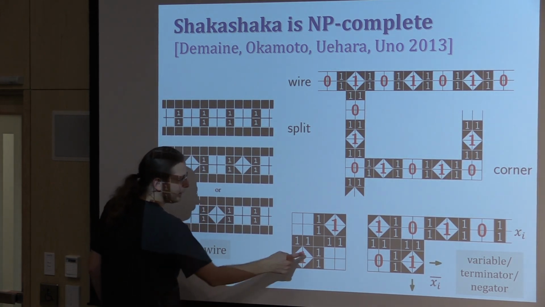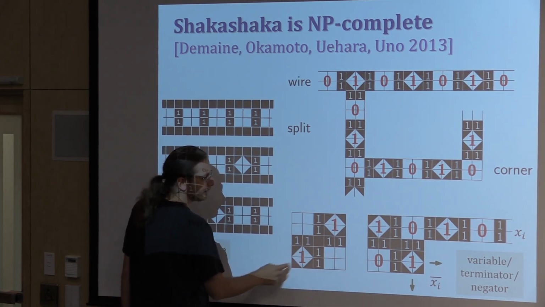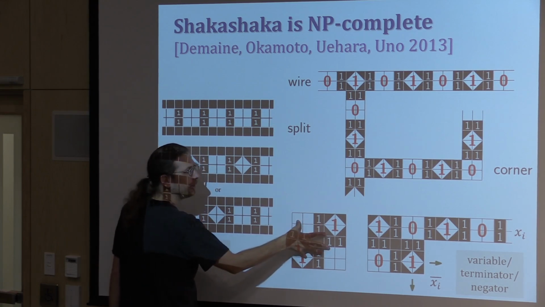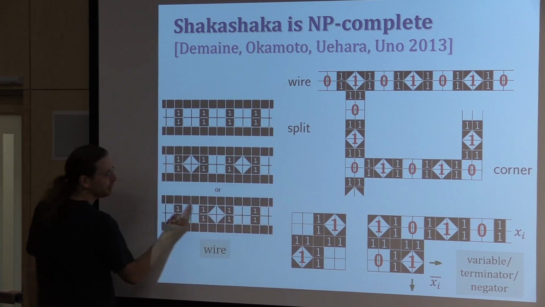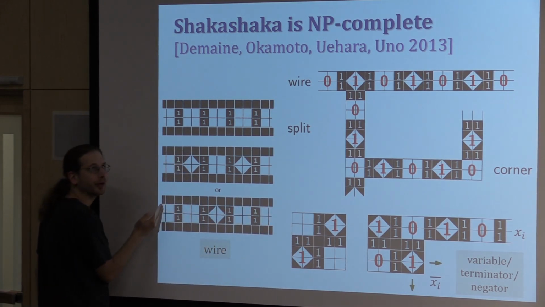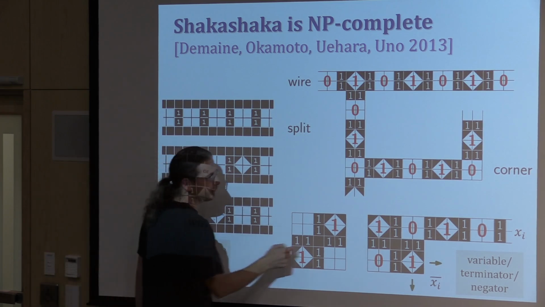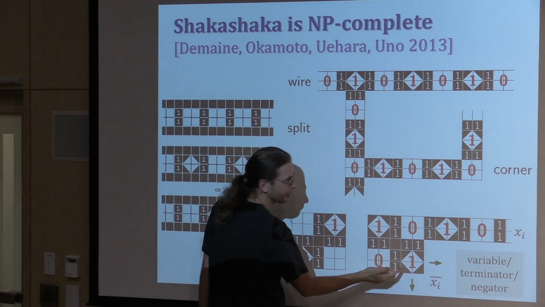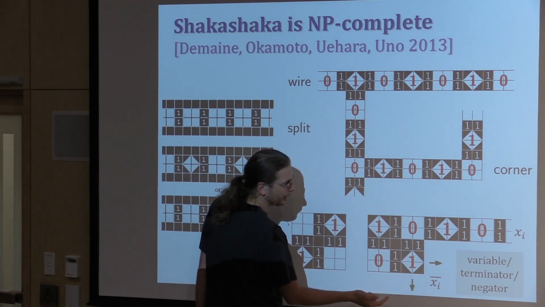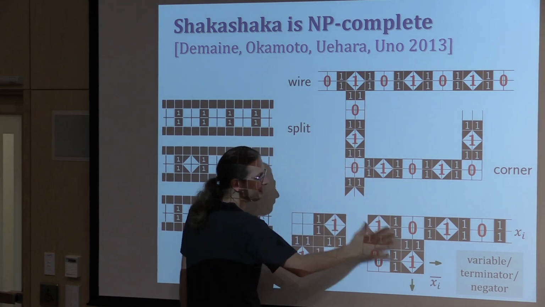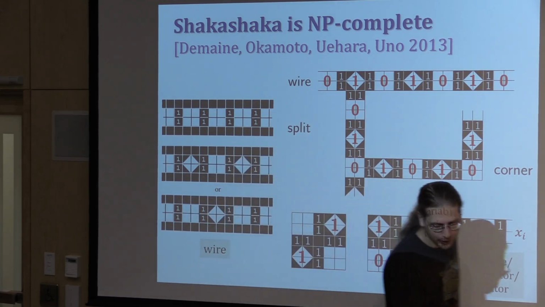Here's a slightly more sophisticated gadget. You can think of this as a terminator. It would be hard to just stop this somewhere. Well, maybe you could just go all black. I think that's okay as well. This could also be a terminator. You can also think of this as a negator. Of course, also the splitter is like a negator. This gadget is probably not so necessary.